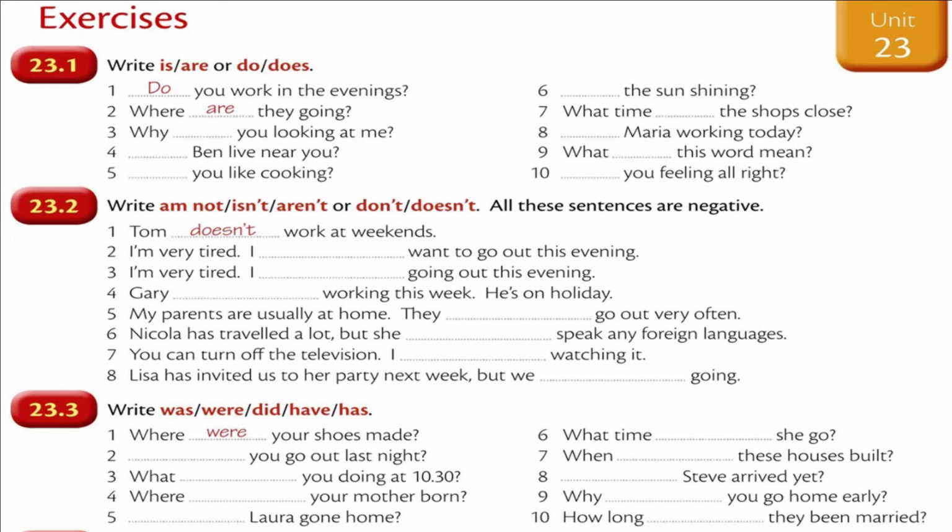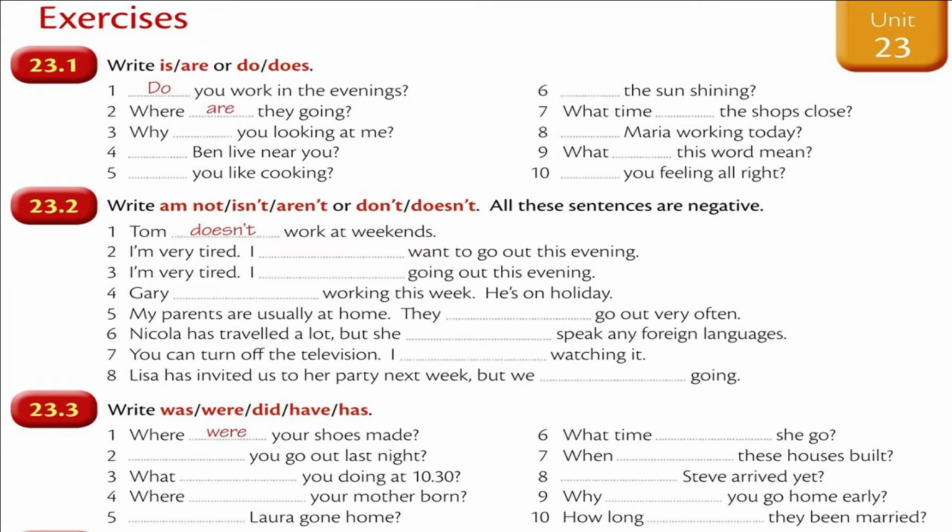23.2. Write am not, isn't, aren't, or don't, doesn't. All these sentences are negative. Number 1. Tom doesn't work at weekends. Number 2. I am very tired. I don't want to go out this evening. Number 3. I am very tired. I am not going out this evening.